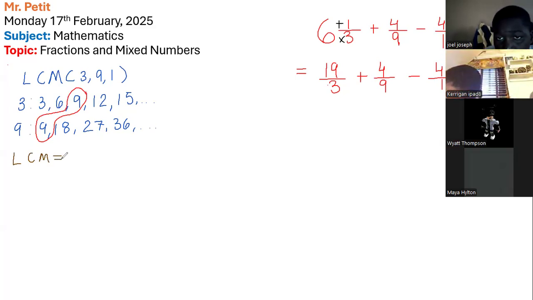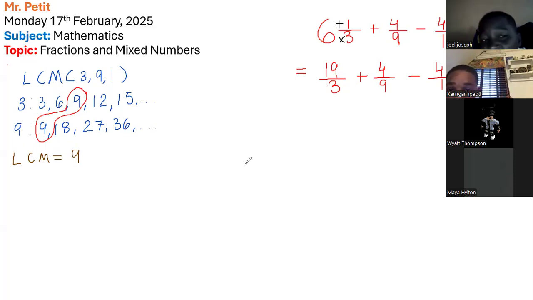So what is the lowest common multiple of 3, 9, and 1? 9. How did we get 9? First, we list off the multiples of 3: 3, 6, 9, 12, 15, and so on. Then we list the multiples of 9: 9, 18, 27, 36, and the list goes on. And what is common in both of them? 9. And that's how we get the lowest common multiple.